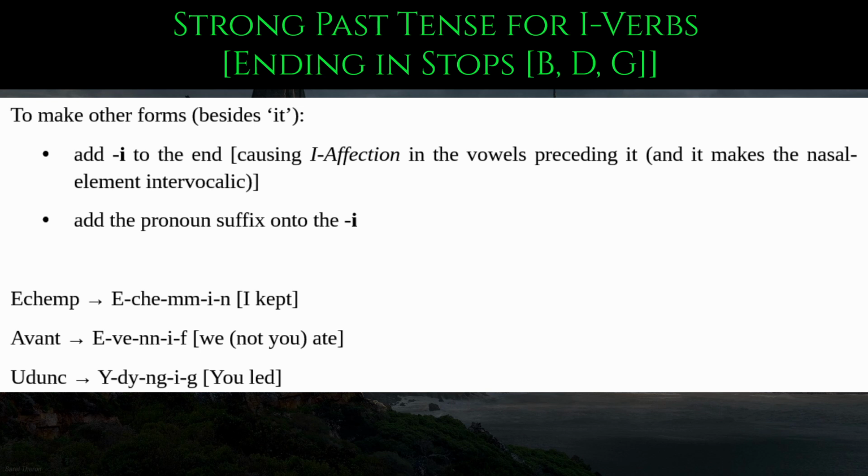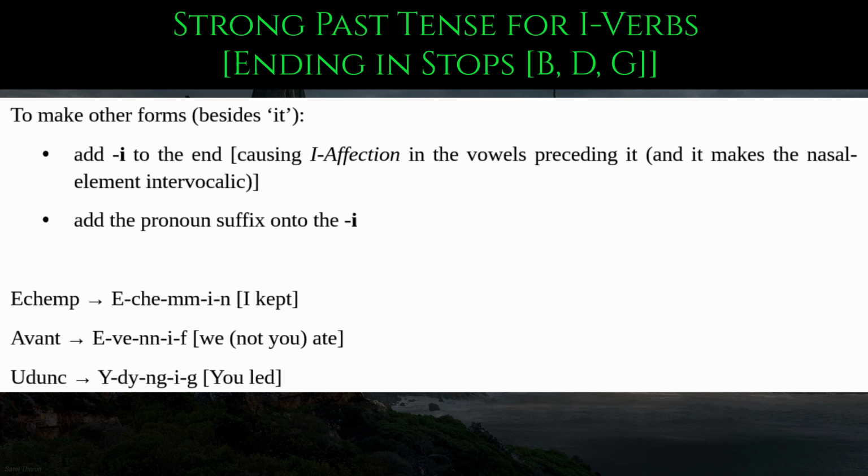So, a hemp becomes a hemmin, I kept. Again, we already know why a hemp becomes hemm. It is because it is now intervocalic. We are adding E to it. And lastly, the N is the personal pronoun E suffix.